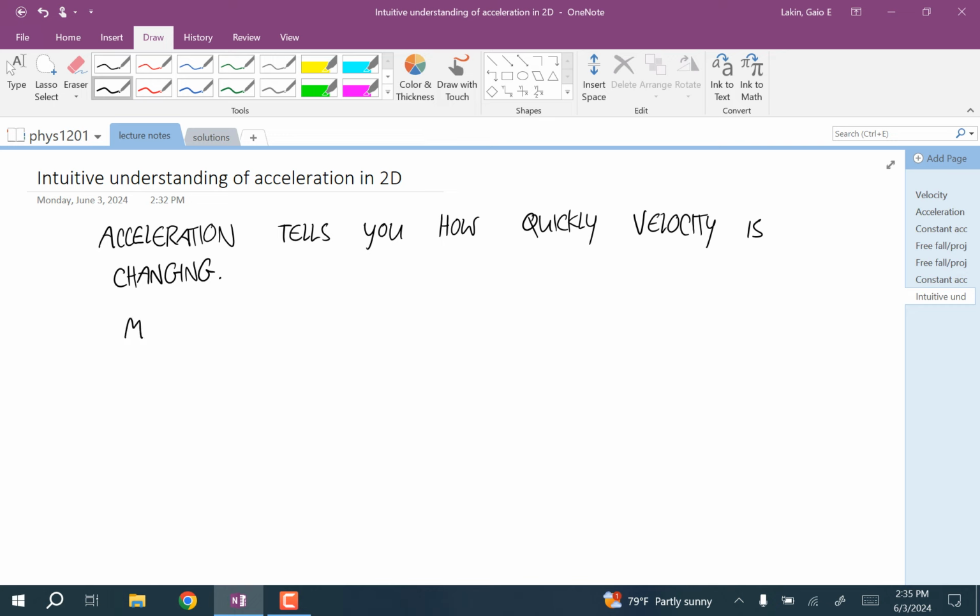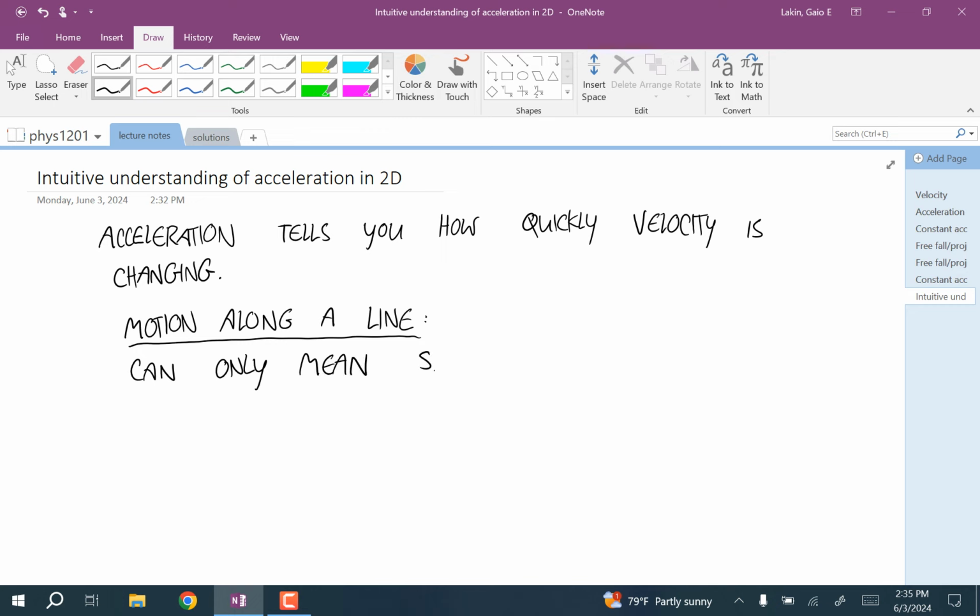But if you have motion along a line, acceleration can only mean one thing. It can only mean that the speed is changing. So an object can only be speeding up or slowing down.